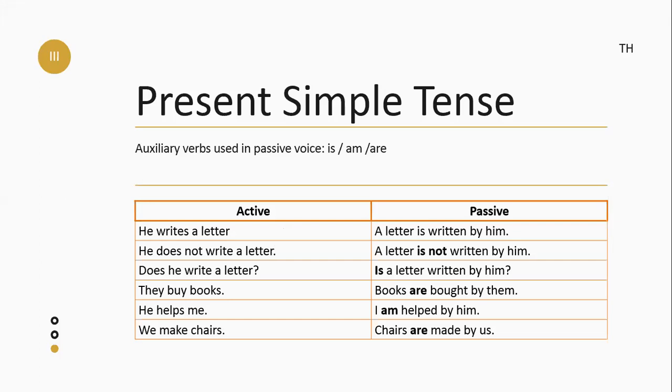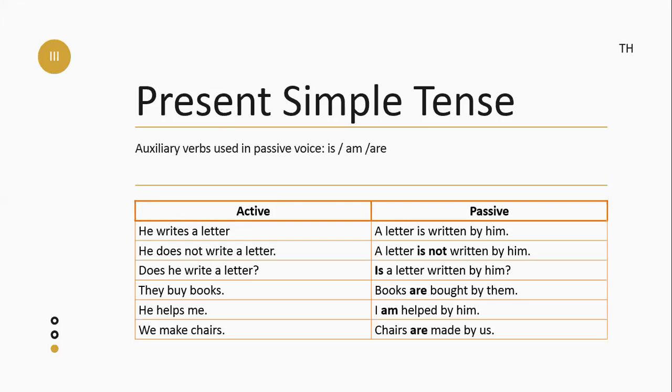He was a subject, a letter is the subject. The object is by him. No, I'm asking about the active voice sentence. So if you think about this sentence only, he writes a letter, can you tell me what the subject and the object is? Subject is he, object is letter.